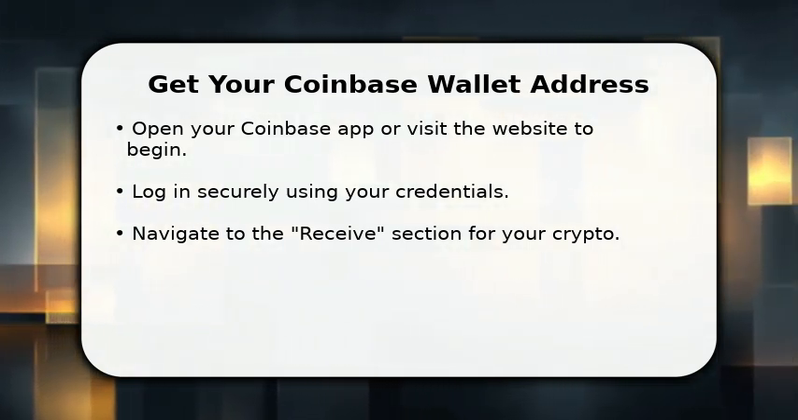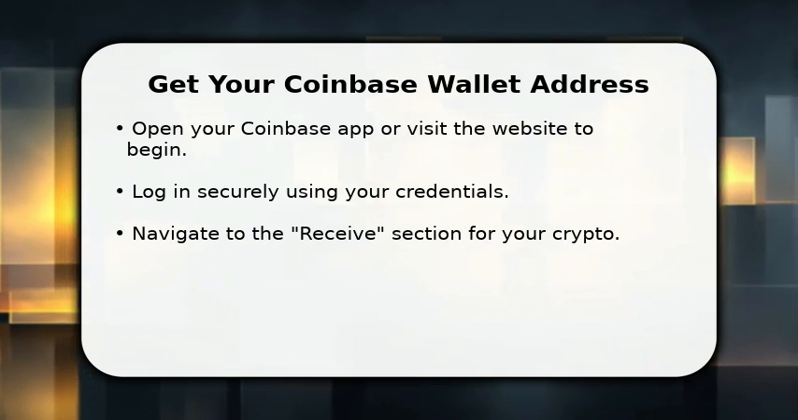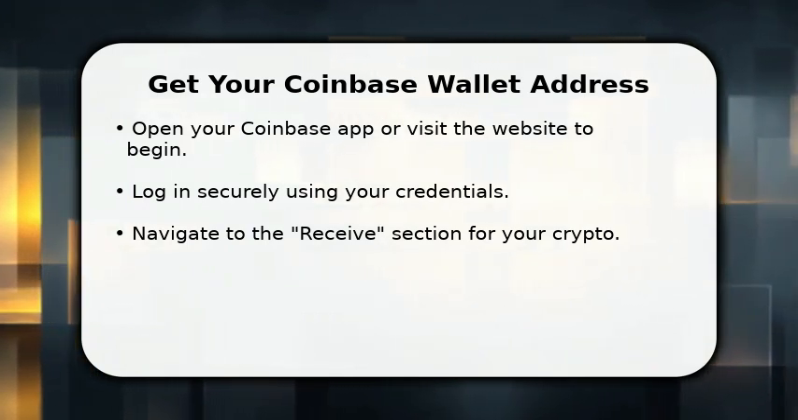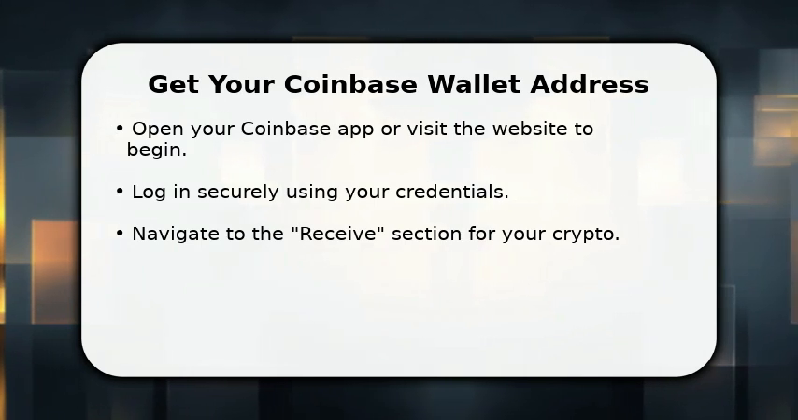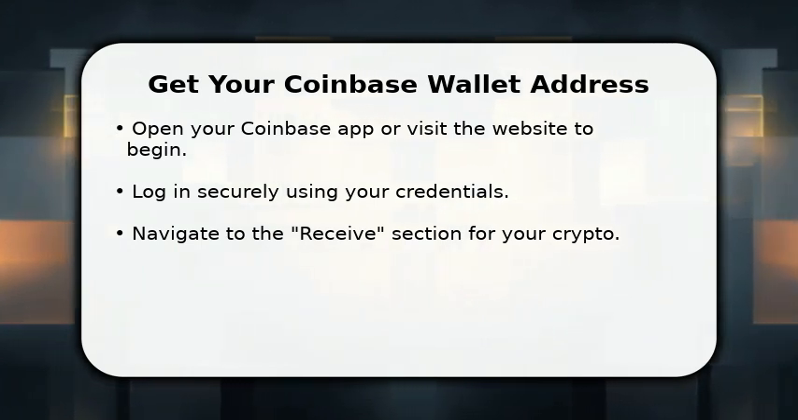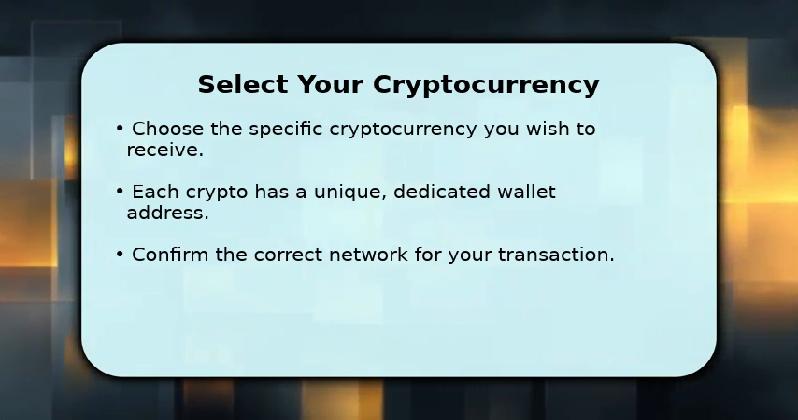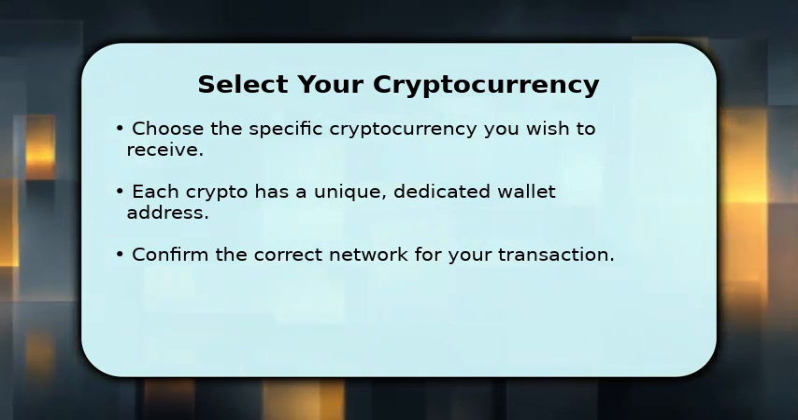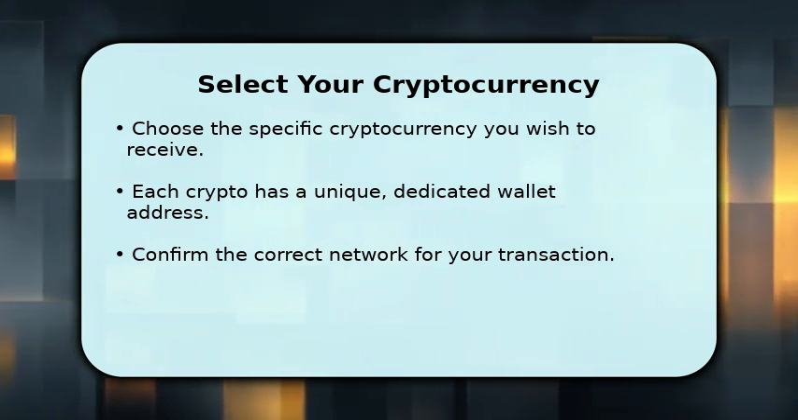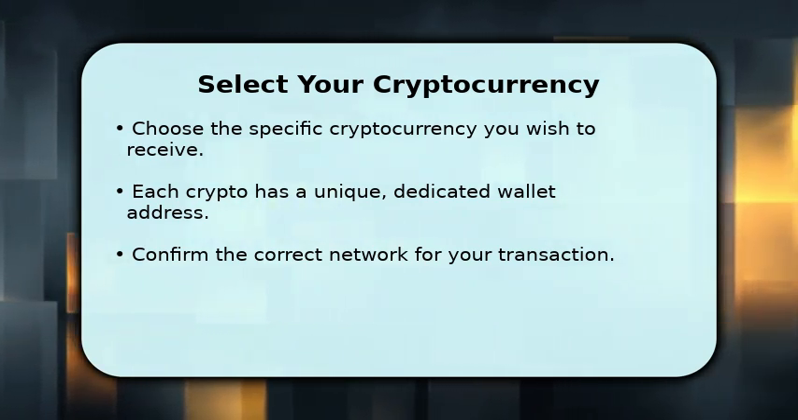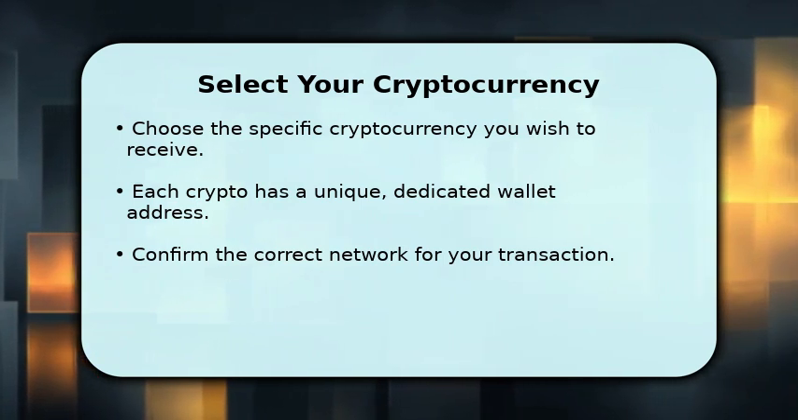After logging in, you'll want to find the Receive option, which is usually prominent on the main dashboard. This is your gateway to finding your unique crypto address. After selecting Receive, you'll need to choose the specific cryptocurrency you want to receive. For example, if you're expecting Bitcoin, select Bitcoin. If it's Ethereum, choose Ethereum.